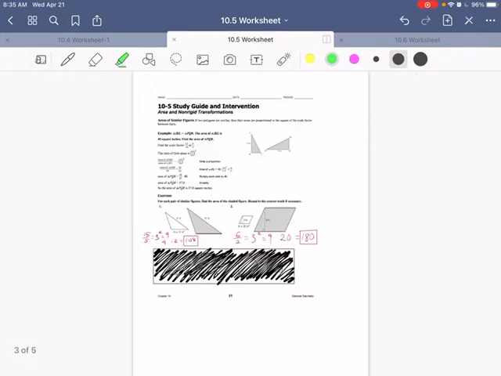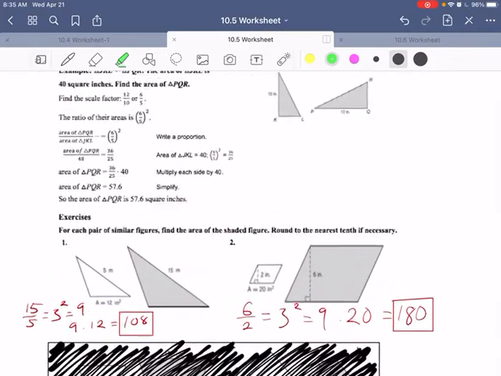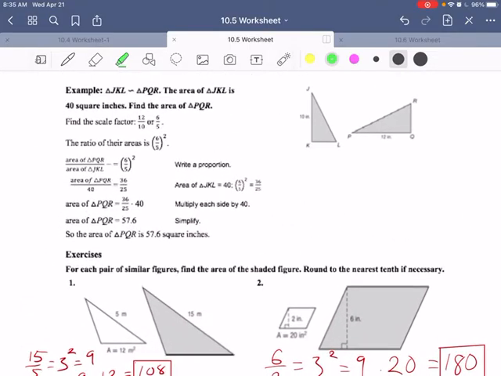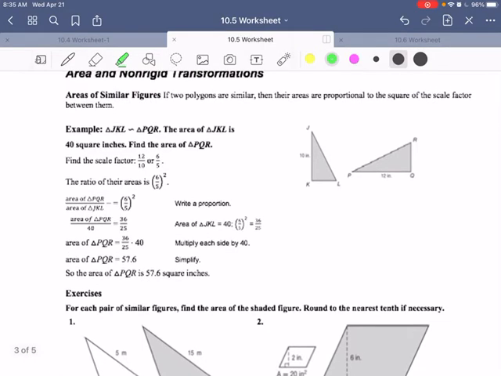Now let's look at this kind of quickly. This is what we're looking at here. So in this example of these two triangles, the area of JKL is 40, and we're going to find the area of PQR.